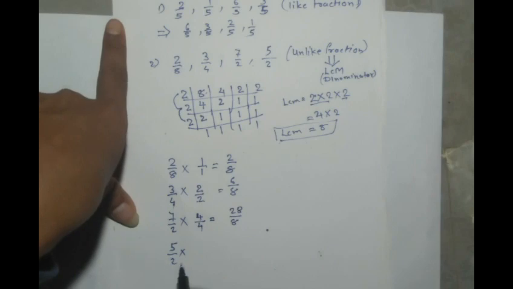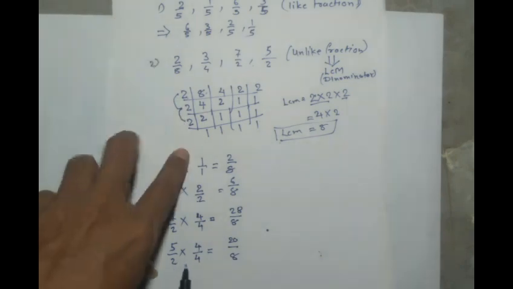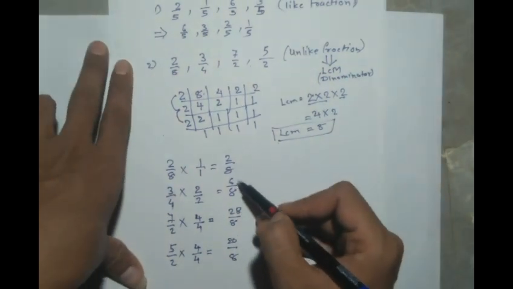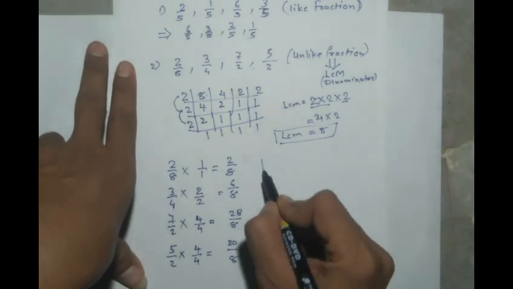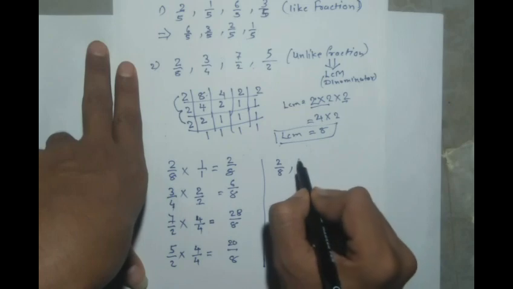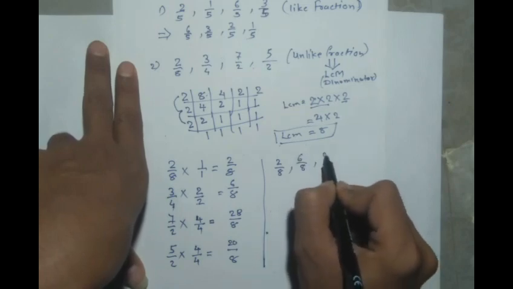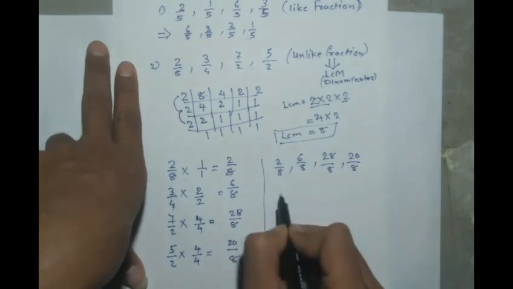Next is 5 by 2. In the 2 table, when 8 comes, we multiply with 4, then we get 8. 2 4s are 8, 5 4s are 20. Now we get the denominator 8 in all the fractions. Now we have to arrange them: 2 upon 8, 6 upon 8, 28 upon 8 and 20 upon 8.